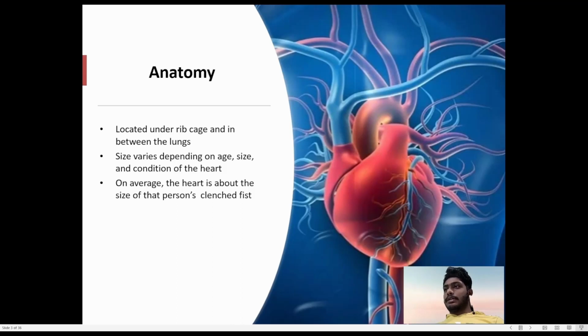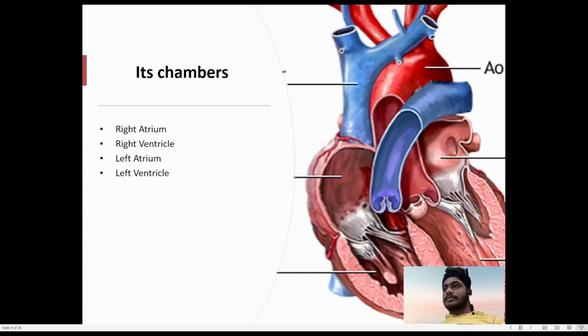The anatomy of the heart. Located under the ribcage and in between the lungs. Its size varies depending upon age, size, and condition of the heart. On average, the heart is about the size of a person's fist.